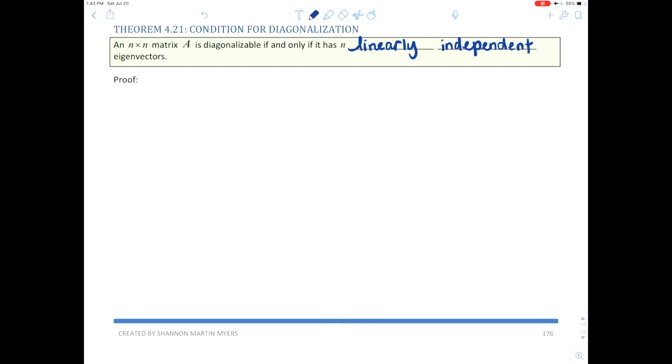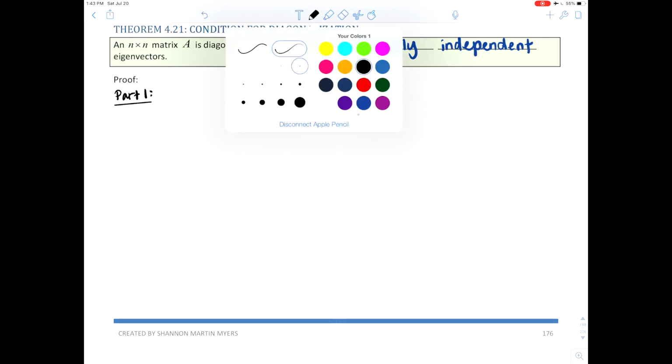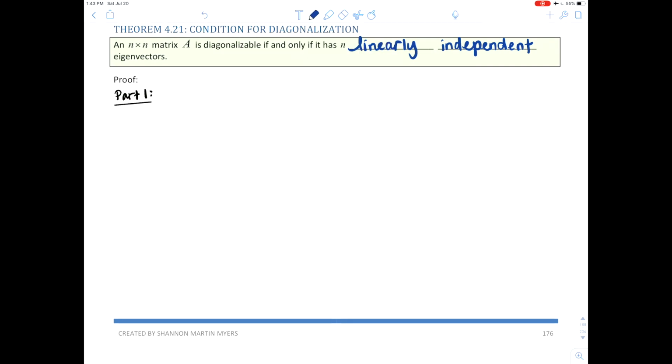What's our premise? Don't we have 2 parts? So for part 1, what should we assume? Why don't we go ahead and assume A is diagonalizable. Good so far? So we're going to need to show that with that assumption, it follows that A has n linearly independent eigenvectors. Okay?